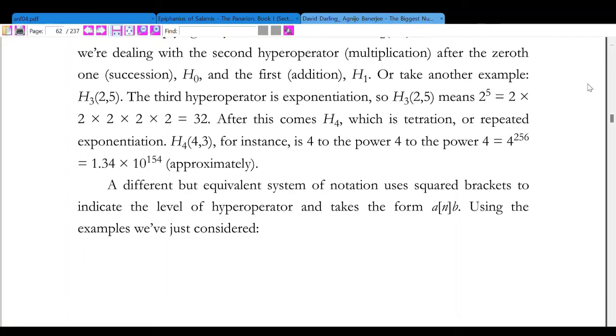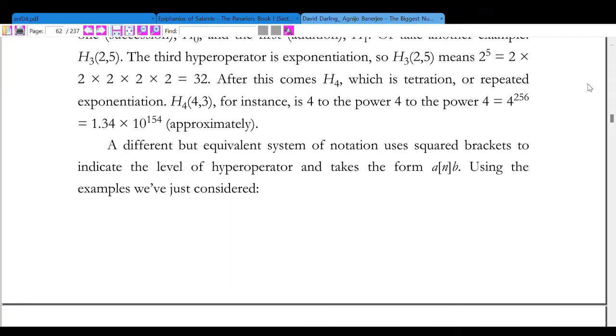After this comes H4, which is tetration, or repeated exponentiation. H4(4, 3), for instance, is 4 to the power of 4 to the power of 4, which equals 4 to the power of 256, which equals 1.34 times 10 to the 154 approximately.